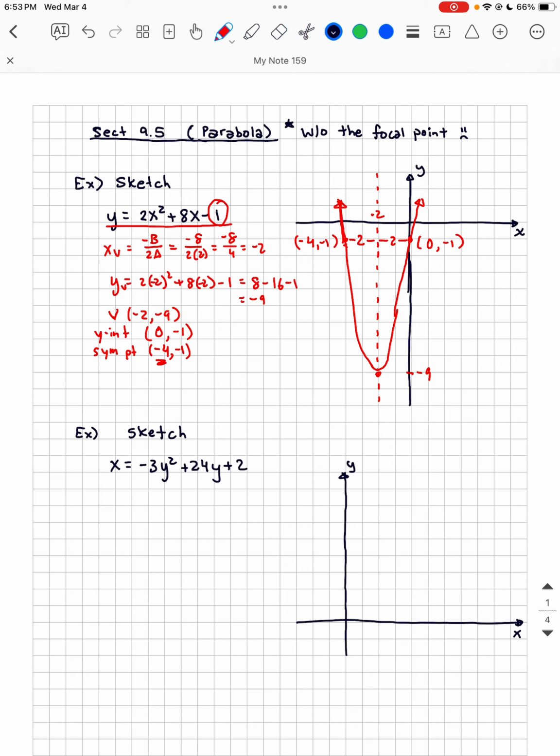Some of you might have remembered that this x value right here is really just double this value, whereas the y value is the same as the y value over here.